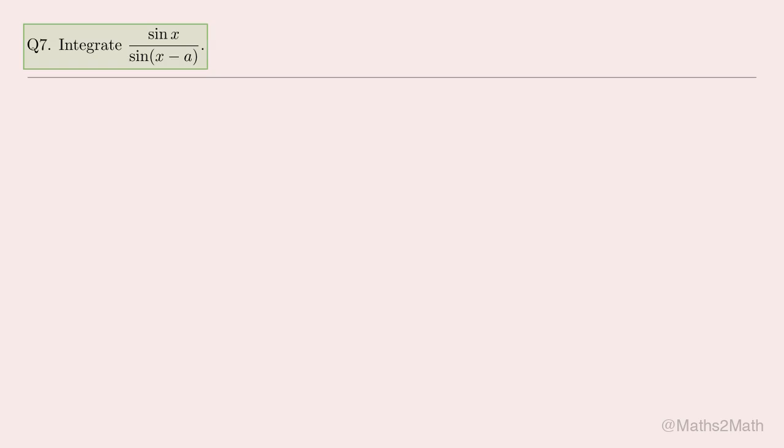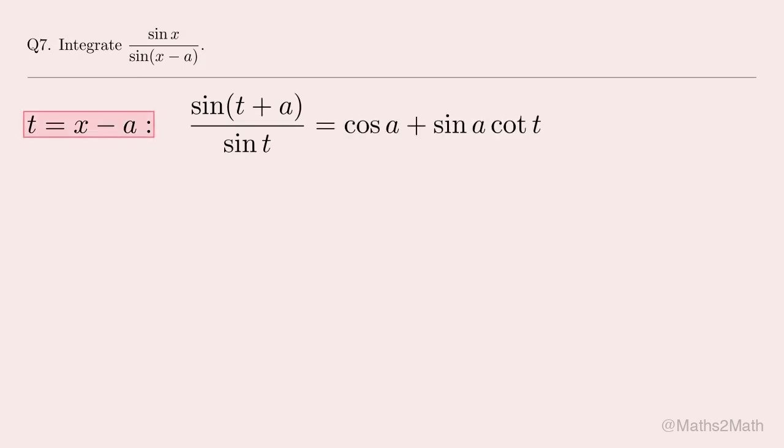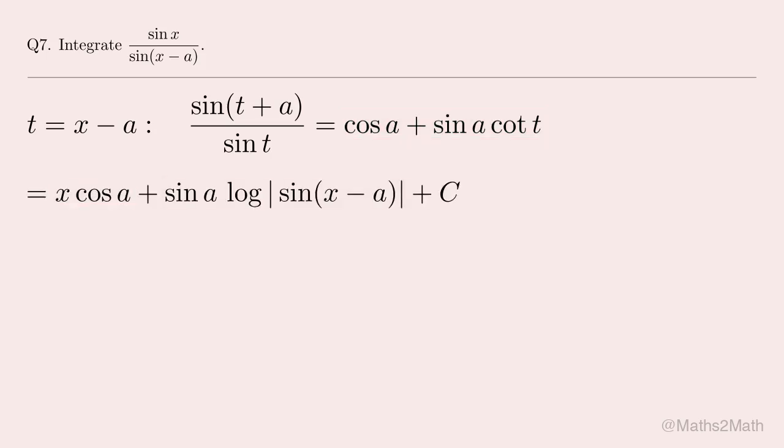Question 7. Shift the variable to center on the denominator. t is x minus a. Expanding sine of t plus a splits into cosine a plus sine a cotangent t. Integrate, t cosine a plus sine a log sine t, back in x.